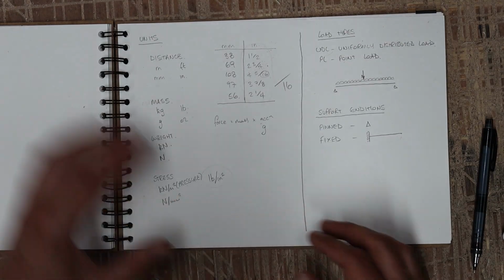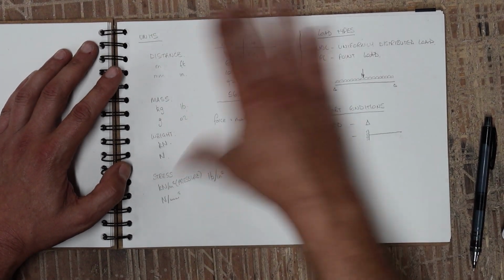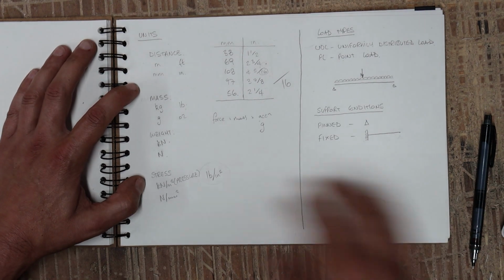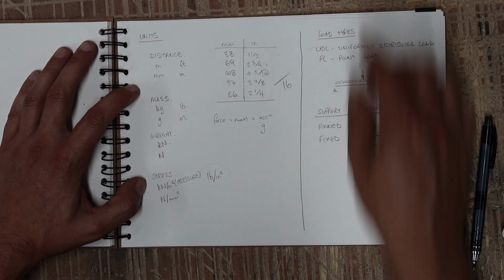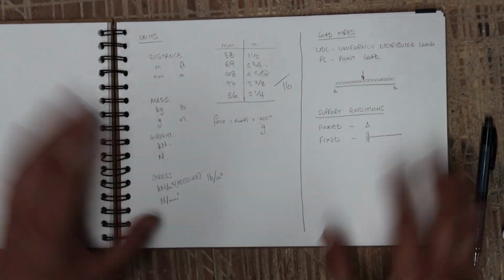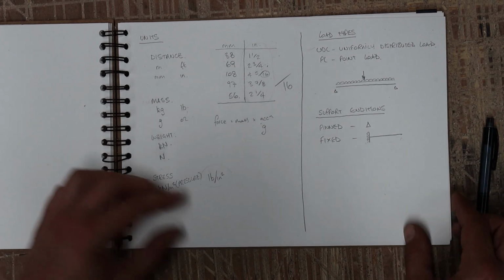So that's a quick rundown. We've covered the units, the reasons why I use them and how to calculate them, and the different kinds of loads and support conditions that we can use on a structure. That's really what I wanted to get done on this first page. Let's move over to a second page and deal with some other stuff.